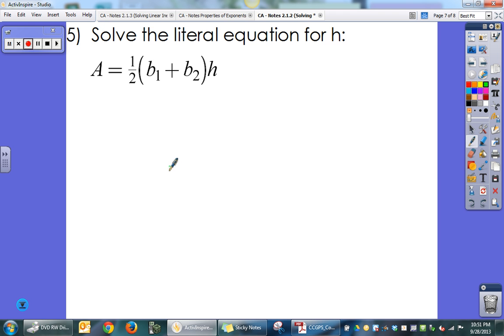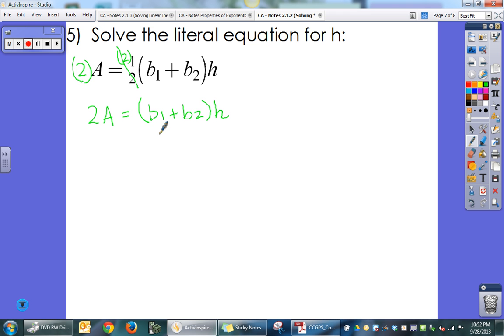We talked about literal equations, so in this case it's asking us to solve the literal equation for h. So we want to get rid of our fraction first of all. But remember, we're trying to get this by itself. So I'm going to multiply both sides by 2 to eliminate the fraction. So I've got 2a equals b1 plus b2 times h.